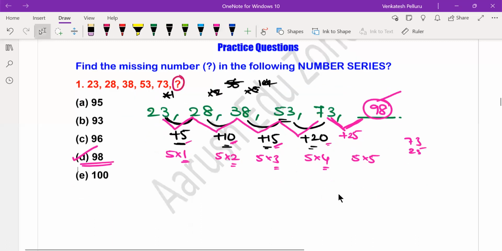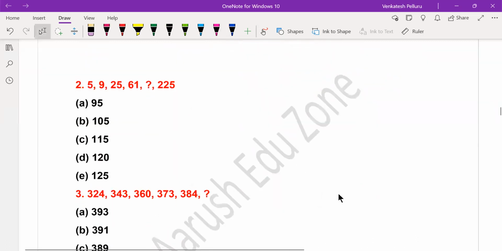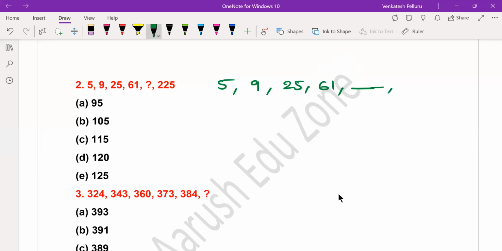Okay, so I'm moving to question number 2 now. So question number 2 is this. So look at the question now. So I'm having 5. So I can write it here itself, but the space over there is slightly less. So I'm writing it here. 5, 9, 25. Then I'm having 61 and I'm having question mark. It doesn't mean that every time the question mark will be at the end. So question mark ಅನ್ನೋದು ಯಾವಾಗಲೂ ಲಾಸ್ಟ್ ನಂಬರ್ಗೆ ಕೇಳಬೇಕು ಅಂತ ಏನಿಲ್ಲ. ಫಸ್ಟ್ ನಂಬರ್ ಕೇಳಬಹುದು, ಸೆಕೆಂಡ್ ನಂಬರ್ ಕೇಳಬಹುದು. So it can be third number or fourth number also. Okay, it need not be every time at the last.